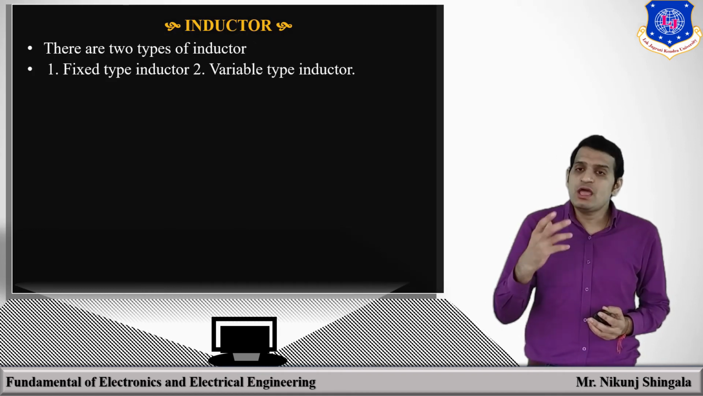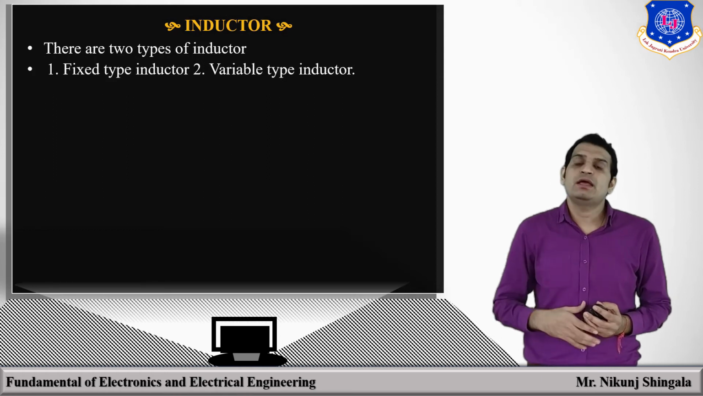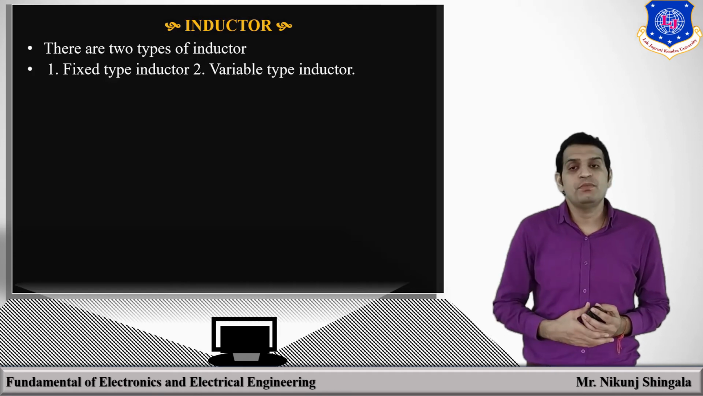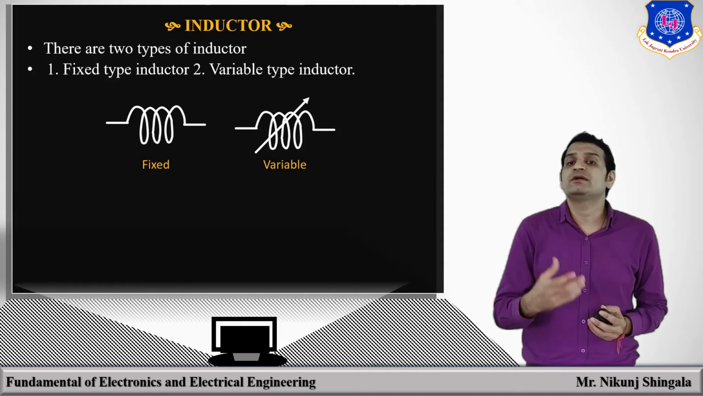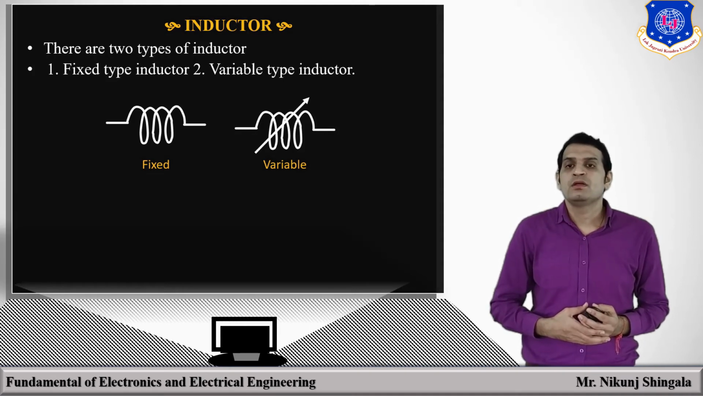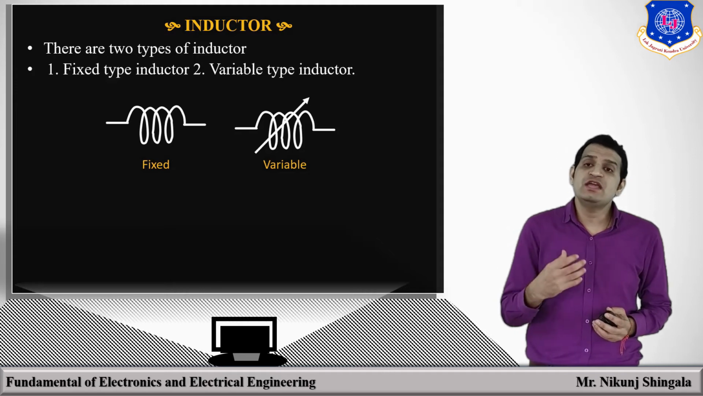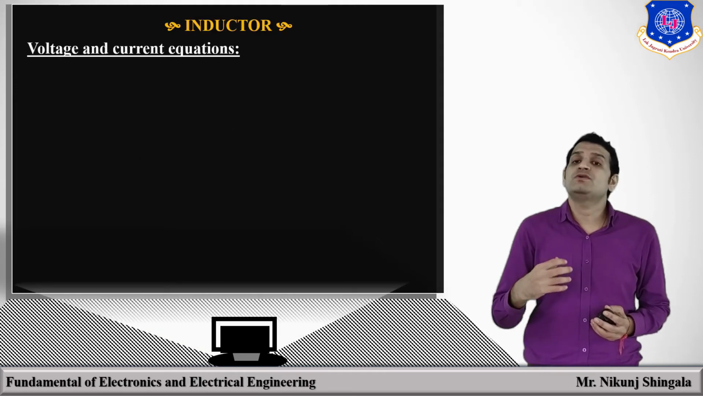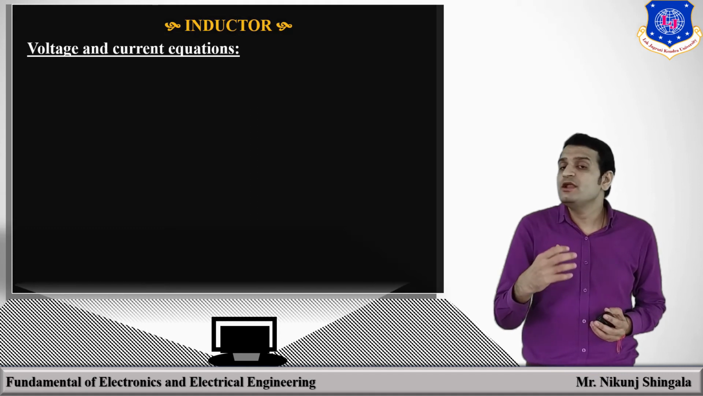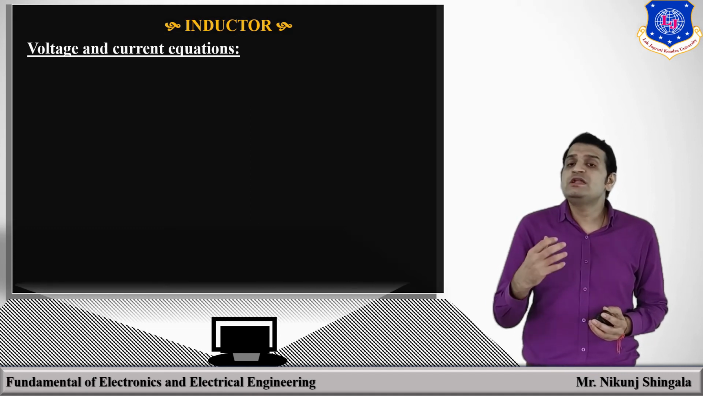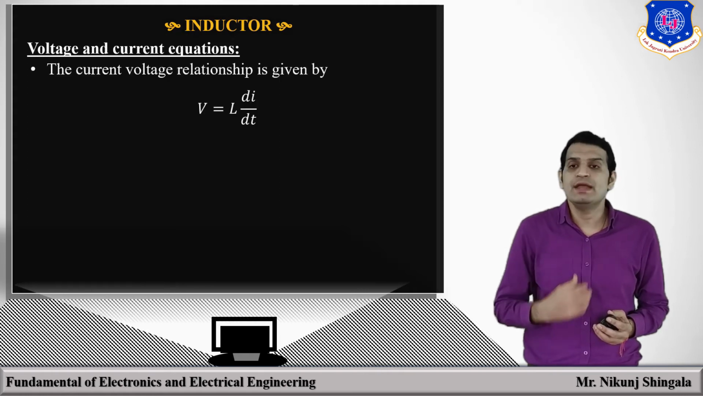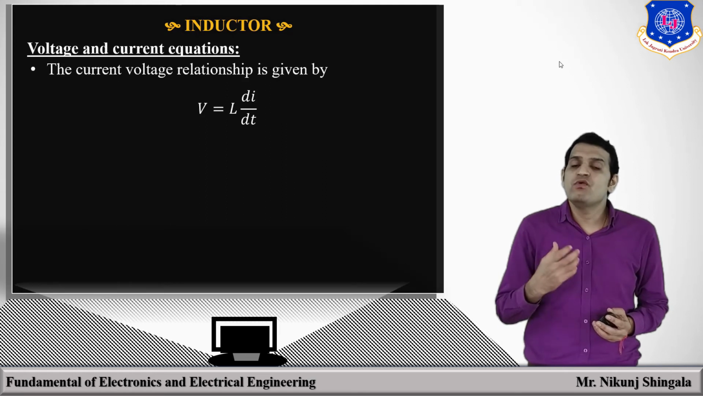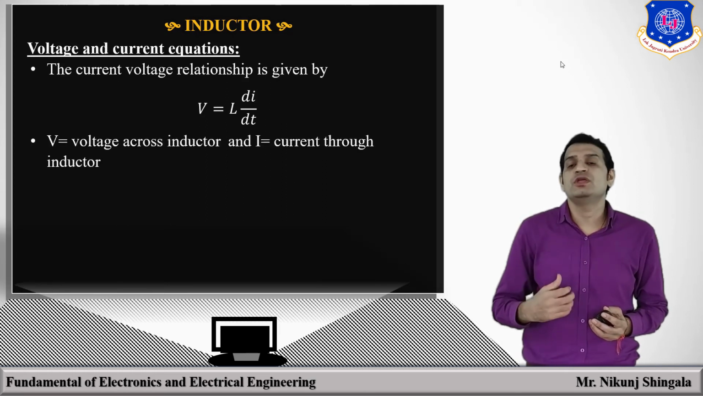Now, there are two types of inductor, fixed type inductor and variable type inductor. These are the two symbols of fixed type and variable type inductors. In the variable type inductor, the value of the inductance can be changed. The next one is the voltage current equation. As the current starts to flow through the coil, EMF gets induced in the coil. So the voltage current relationship of an inductor is given by V is equal to L di by dt, where V is the voltage across the inductor and I is the current flowing through the inductor.